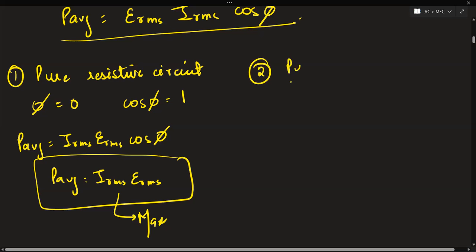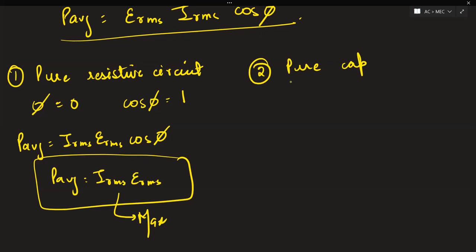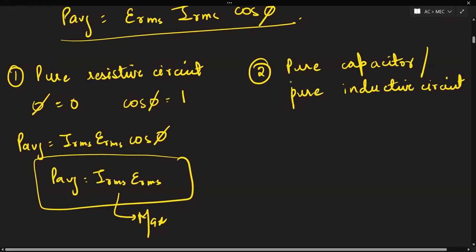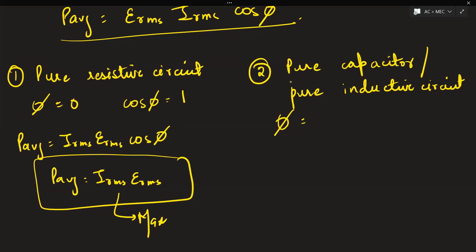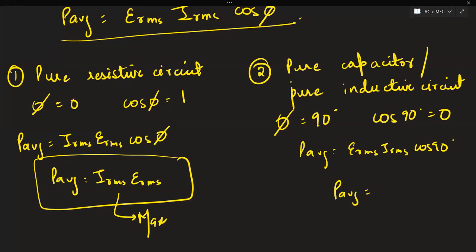Now, for circuits having only capacitor or only inductor, if it's a pure capacitor or pure inductive circuit, here the phase angle between them is 90 degrees. Right, class? So Sarah, what you were mentioning, 90 degrees, here it will be valid. In one case voltage is leading, in the other case voltage is lagging, that's a different thing. But phase angle will be 90 degrees only, pi by 2. So cos 90 degree will give you 0. So here, P average will become ERMS, IRMS into cos 90 degrees. So this term will be 0 simply. So power average is 0.